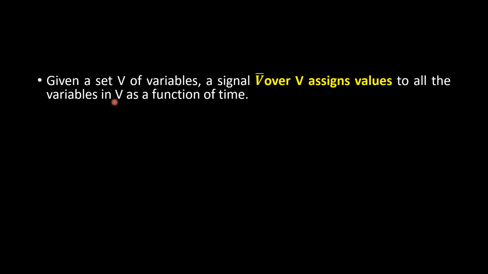Suppose we have a set V of variables. A signal V bar over V assigns values to all the variables in V as a function of time. So we don't have a single variable. What we have now is a set of variables V, and suppose this has a signal V bar. So this is V bar over that set V. So what we have to do now is assign values to all the variables in V as a function of time. So we have to assign continuous values to all the variables that the set V has.